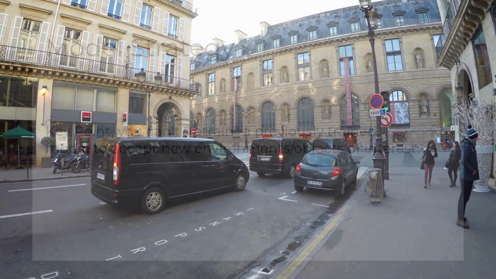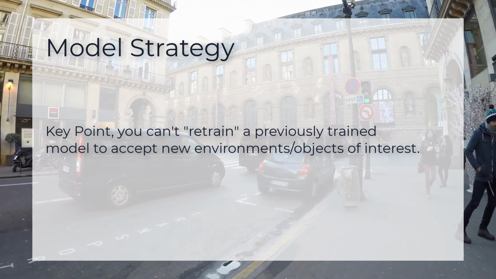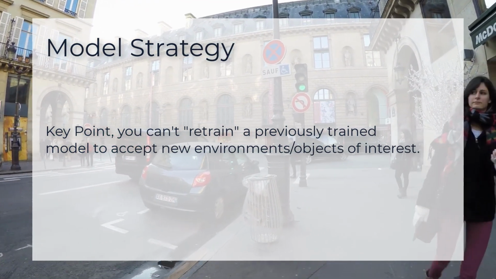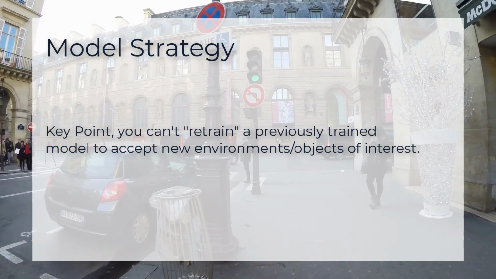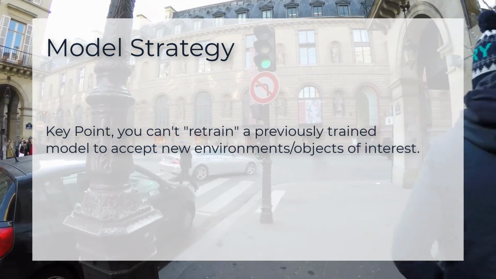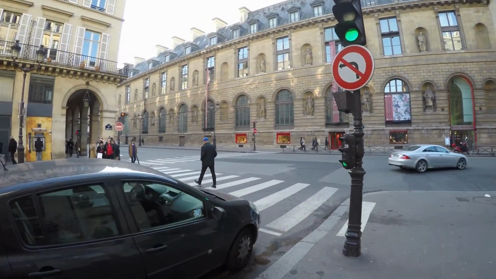The big thing to take note of, I think, in all this is that usually, in most cases, you cannot go back and retrain the model. So if you train for Chicago and it's already done, well, you're done. You either need to retrain for both Chicago and Paris, or you just need to retrain for just Paris.